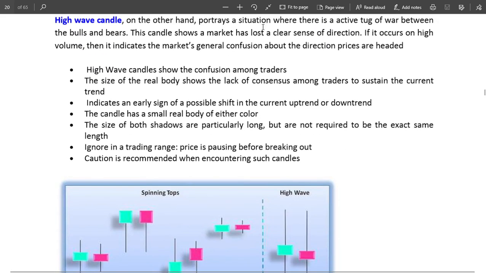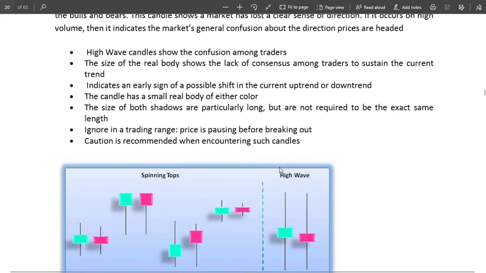Now let's look at some of the class specifications. The high wave candle shows confusion among traders. The small body shows lack of consensus. It's the same thing. It is an early sign of a possible shift in the current trend. Whenever this happens, buyers and sellers are trying to choose which way the market should go, and whoever wins will change the entire trend of the market. The market might have been going up before, but if the sellers win, the market will start going down, and it will go down massively because everybody will start selling.